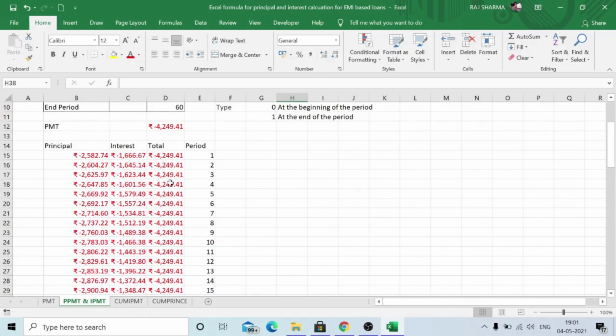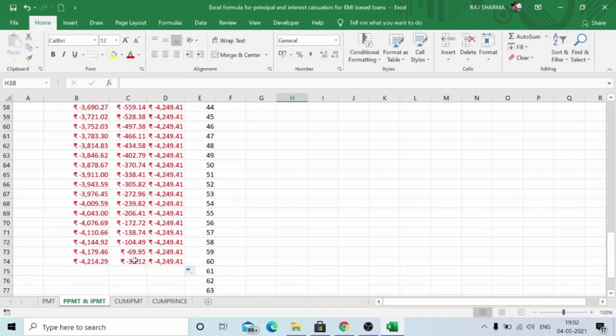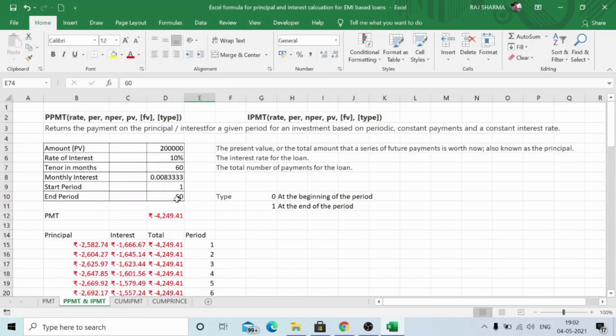So you can see from this calculation that your EMI is going to remain the same, 4,249.41, for the entire tenor of the loan on a per month basis, but the interest portion in the starting is on the higher side, and subsequently it is getting reduced, and the principal portion is getting increased day by day. When we come to the last, the interest portion has actually come down to 35 rupees only, and the principal has gone up. If we drag it for one more month, you can see that the formula has given an error because your repayment is going to close by the 60th month, that is the tenor of the loan. So hope you like this video. Thanks for watching.